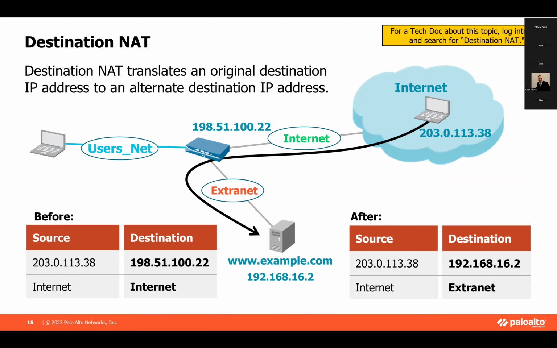All right, destination NAT is what's going to be used to translate an original destination IP address to an alternate destination IP address. So for example, somebody out here on the internet wants to come in and access this server on the outside. Their source is this 203.0.113.38. Their destination is this 198.51.122. We want to end up translating that back to an internal IP address of 192.168.16.2.